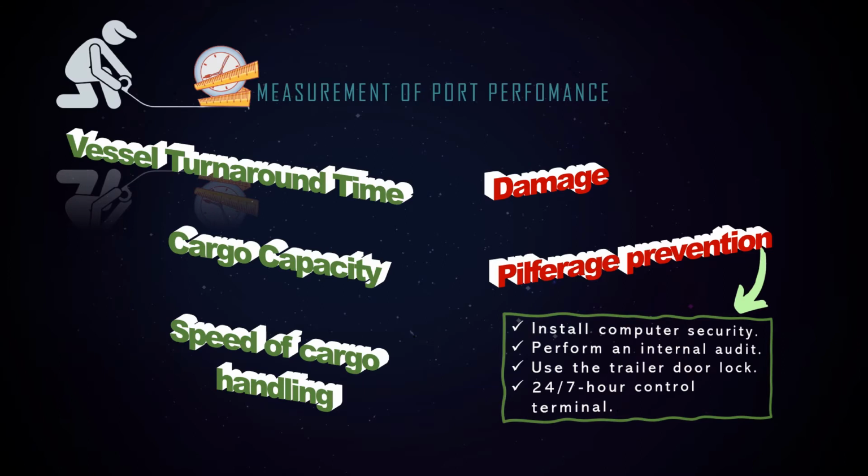Measurement of performance. Vessel turnaround time is the time taken between the arrival of a vessel and its departure. Cargo capacity depends on the type of cargo being handled. Speed of cargo handling measures the performance of handling operations. Damage: appropriate risk management, such as port damage control, through the adoption of the formal safety assessment approach.